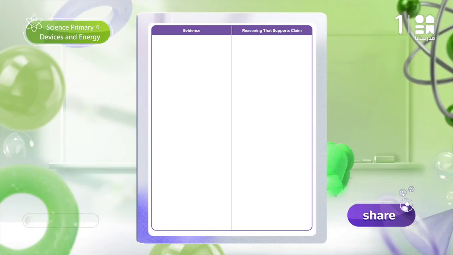Do you remember what the next step is? The next step is to record our evidence and the reasoning that supports the claim. Start recording your evidence and the reasoning on page 24 of your student book. The most important thing is to explain your evidence well as you write it. Let's start.